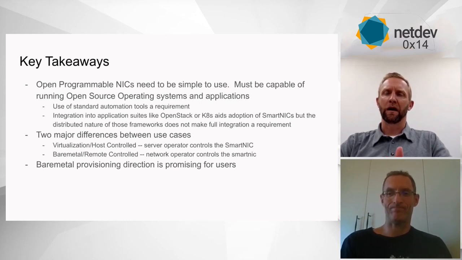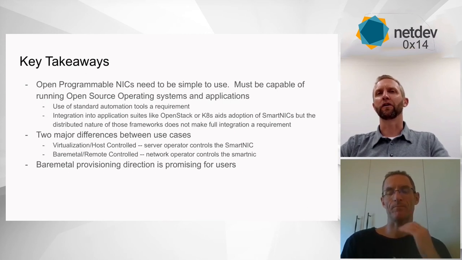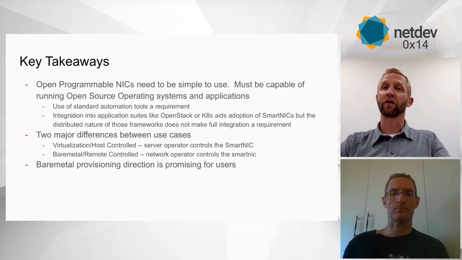So the key for both Broadcom Stingray and Mellanox Bluefield is that we want these NICs to be open, programmable NICs that are simple to use. They must be capable of running open source operating systems. They must be capable of running open source applications. Use of standard automation tools so people can do whatever they want to with them is a requirement. And ultimately, either full integration or at least complementary applications where OpenStack and Kubernetes really do aid the adoption. And these distributed frameworks are really just the right way to go when you're considering distributing your system even further by adding a server inside your server, if you will.